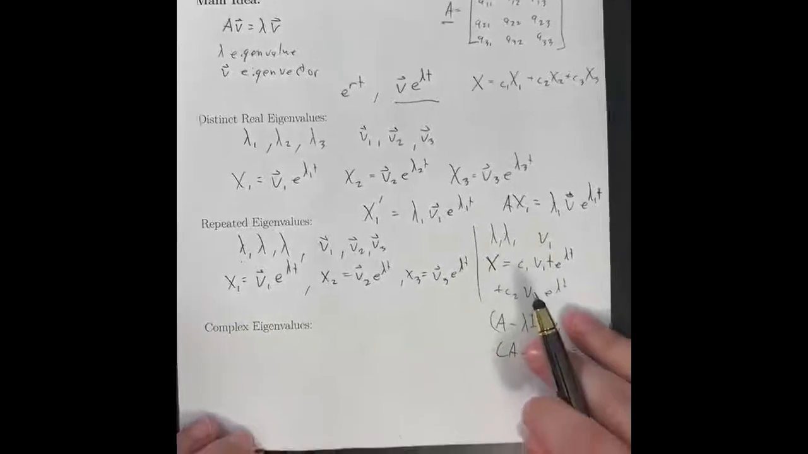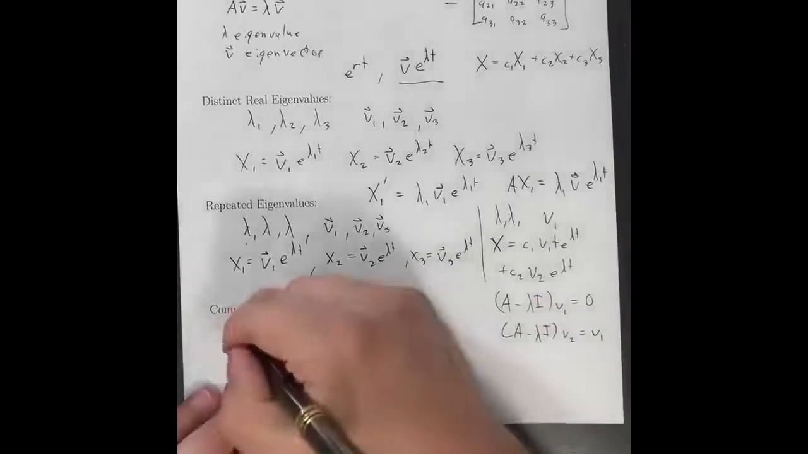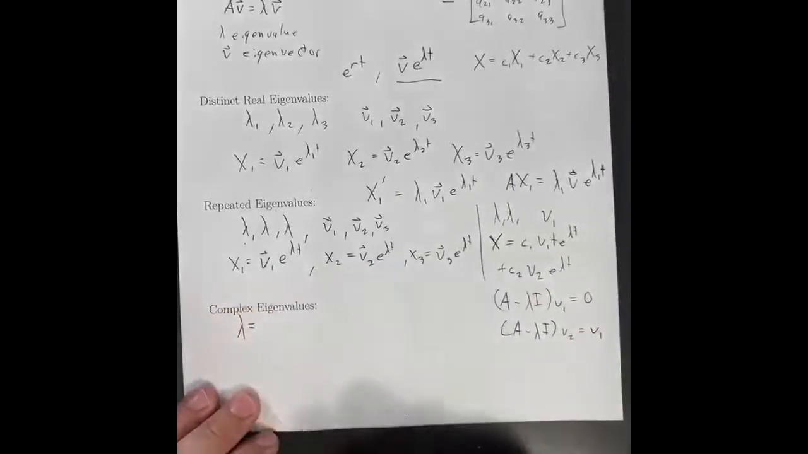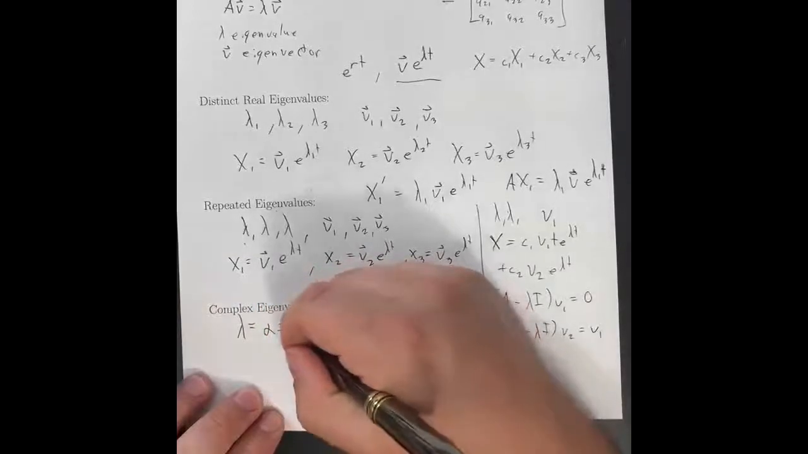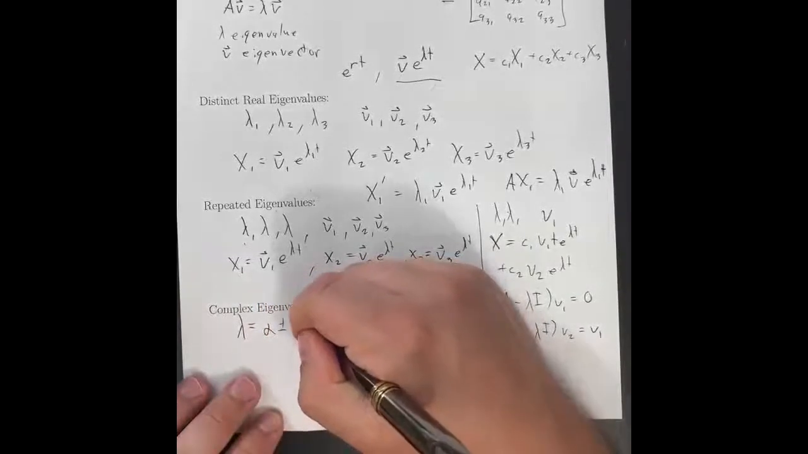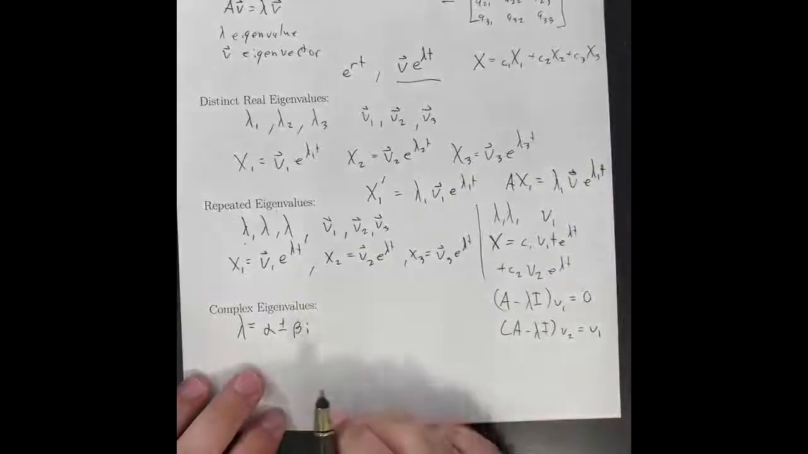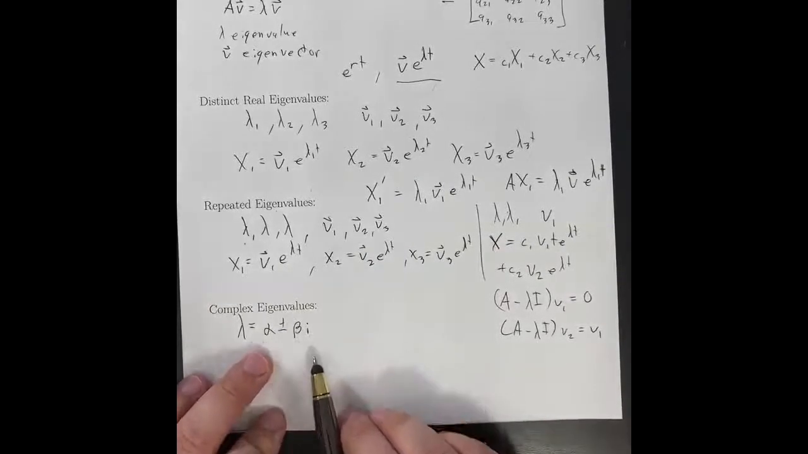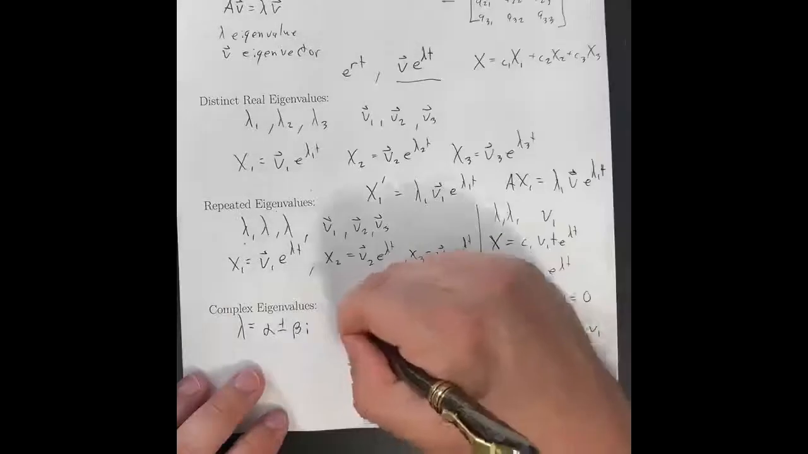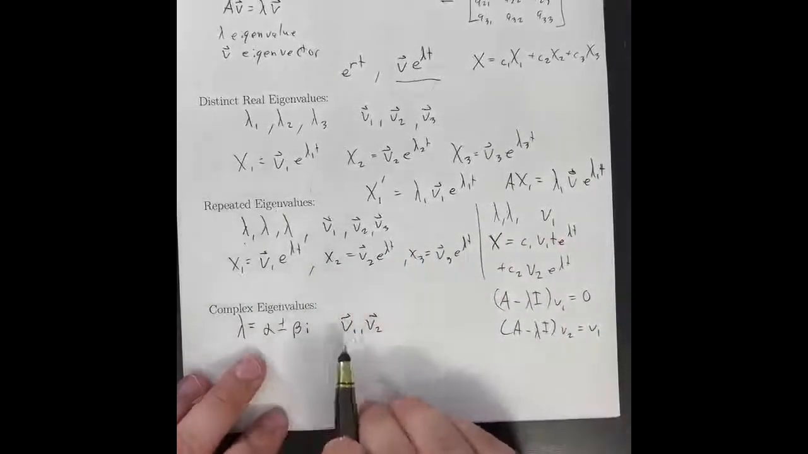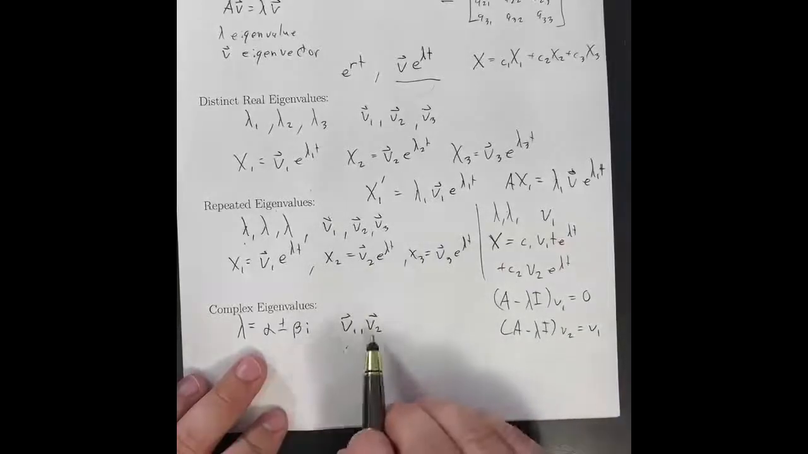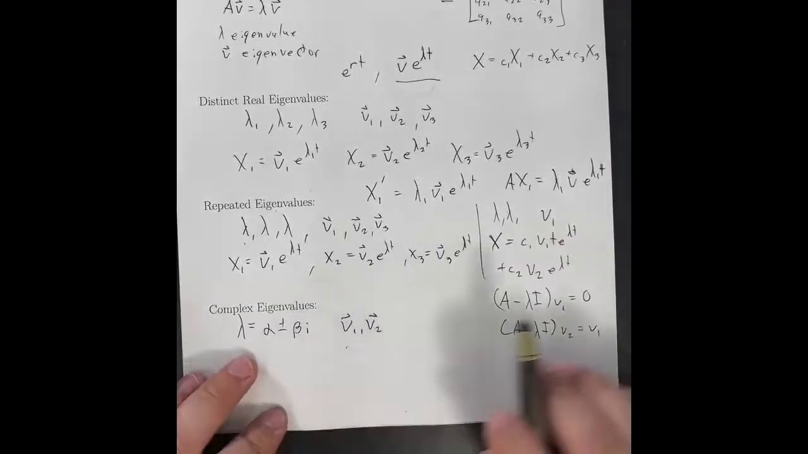All right, what's the last possibility? The last possibility is that you end up with a complex eigenvalue, and you'll always end up with pairs of eigenvalues. So it'd be something like alpha plus or minus beta i. Complex eigenvalues always come in pairs like this, with eigenvectors v1 and v2. V1 is for alpha plus beta i, and v2 would be for alpha minus beta i.